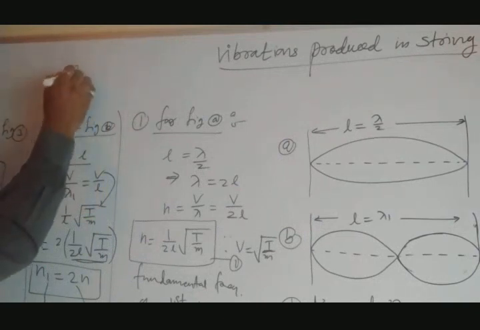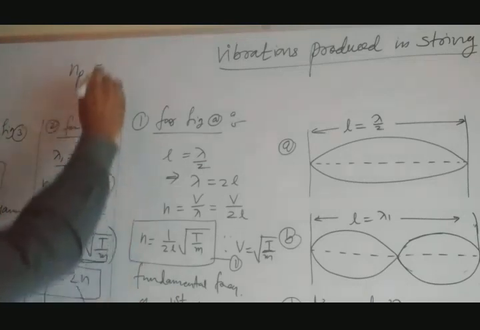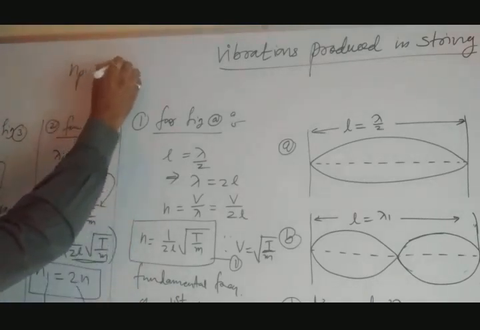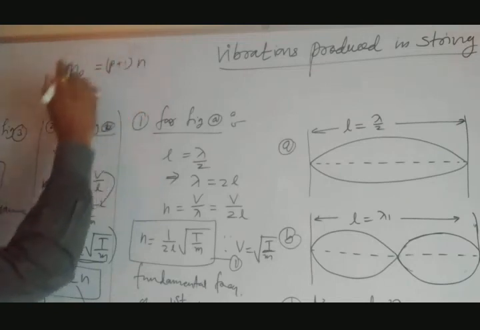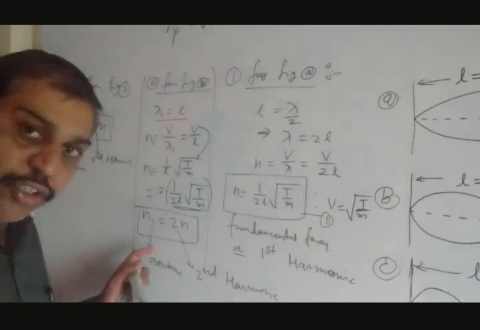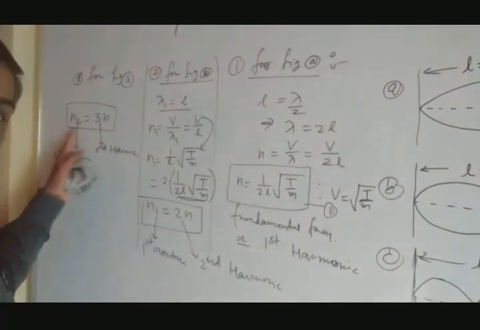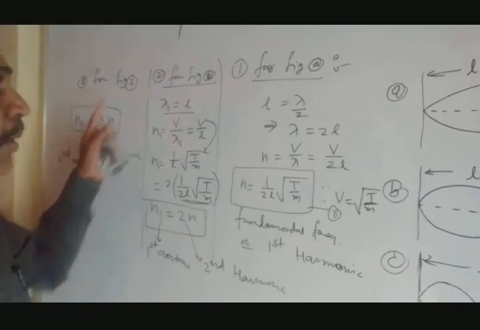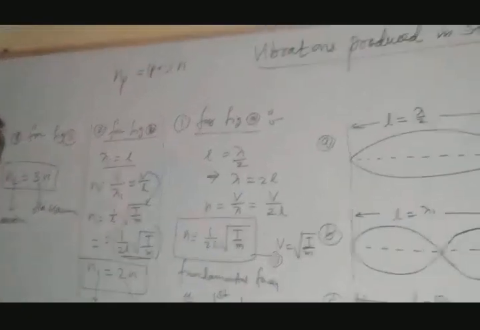Pth overtone can be written as NP. Pth overtone equal to what? P plus 1th harmonic. So it is N. So pth overtone is P plus 1th harmonic. Just simple way: first overtone, second harmonic. Second overtone, third harmonic. Pth overtone, P plus 1th harmonic. So that is the thing that we have just general.